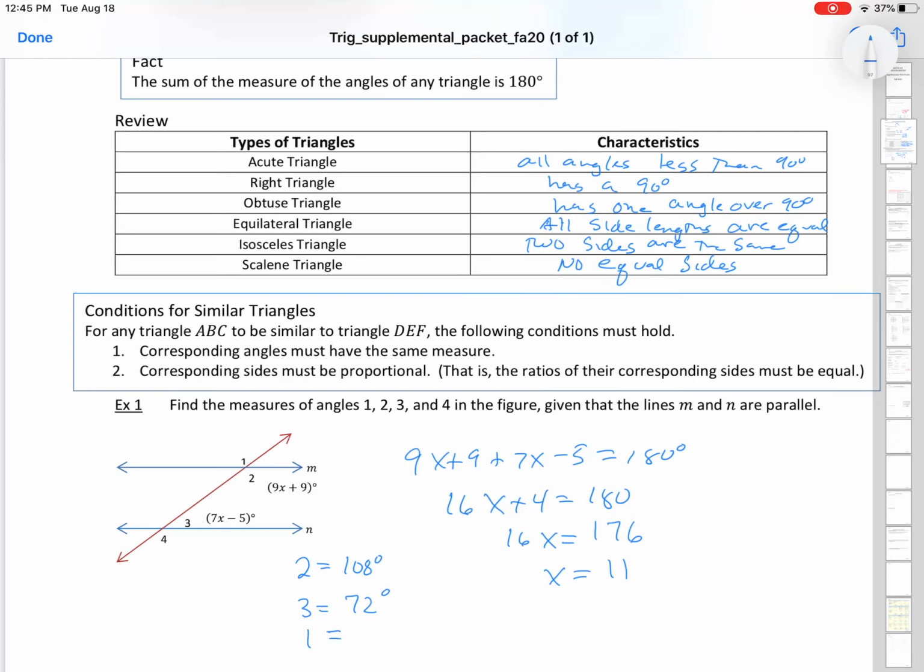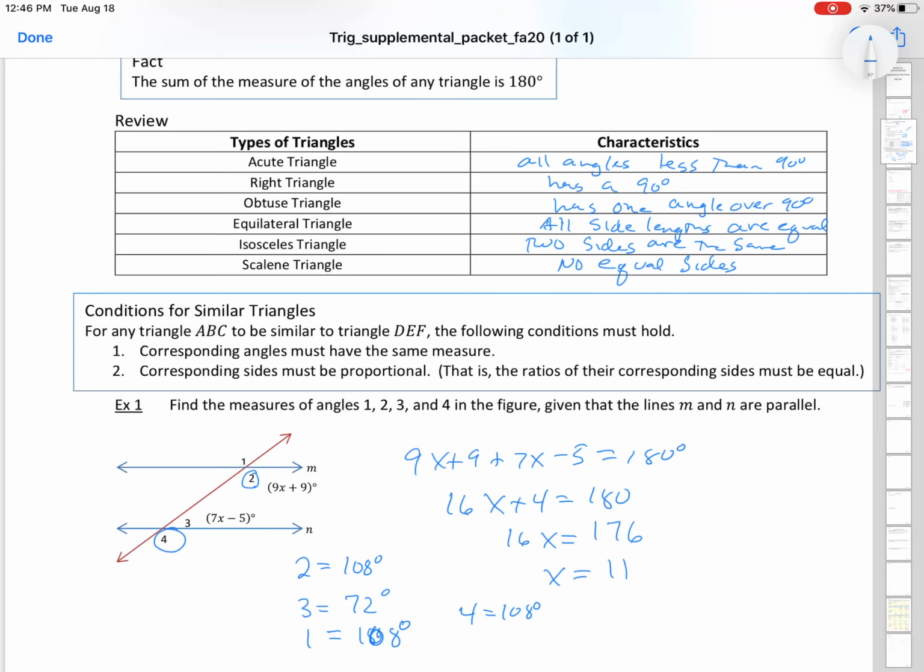Angle 1 is a vertical angle, and so it's going to be the same as the angle across from it, or 108 degrees. If we look at angle 4, that is adding up to 180, or the same as number 2, and so number 4 is also going to be 108 degrees. So hopefully you followed that. I justified the 4 being 108 degrees because it should be the same as number 2, because they're these corresponding angles that are there.